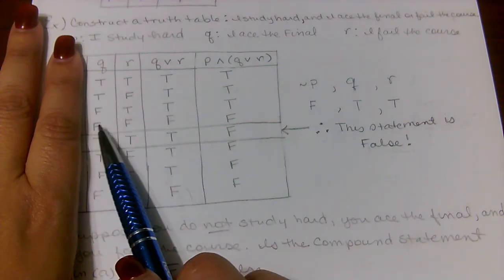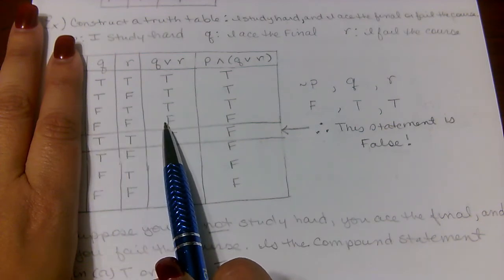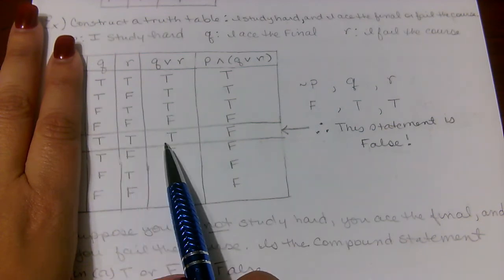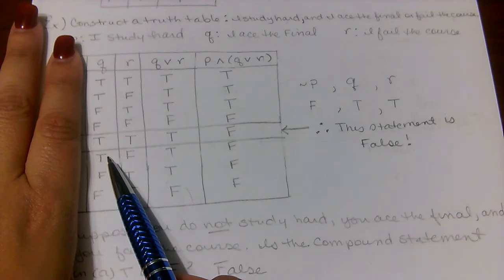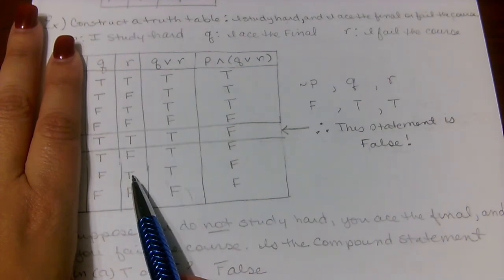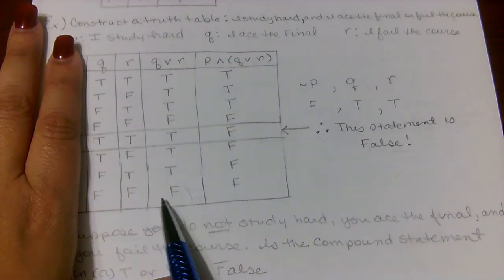When they both say no, it's going to be false. Both say true, it's true. One says true, the other says true, and here they both say false, so it's false.